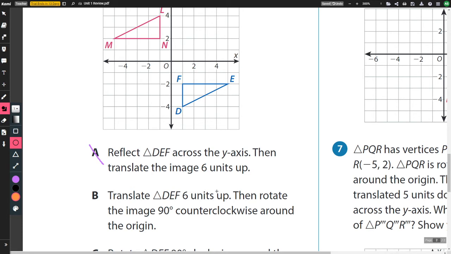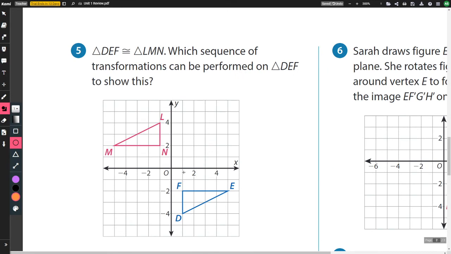Translate DEF 6 up, then rotate counterclockwise 90 degrees around the origin. So 6 up, so I move every shape 6 up. 1, 2, 3, 4, 5, 6. Let's connect them. Okay, so far it looks good.